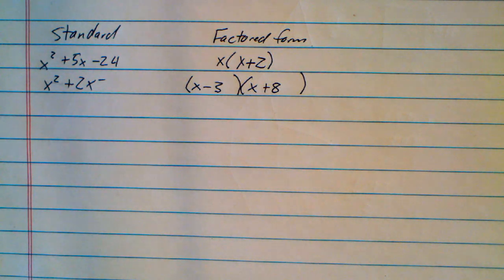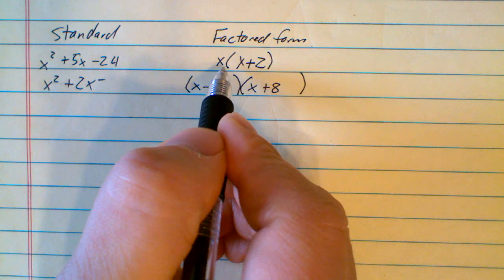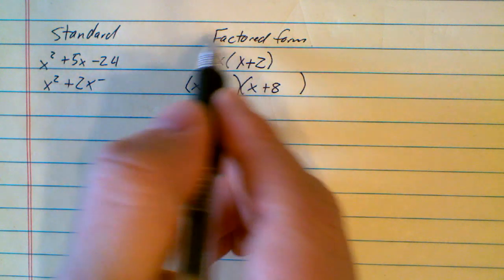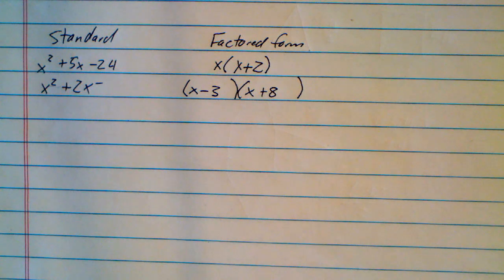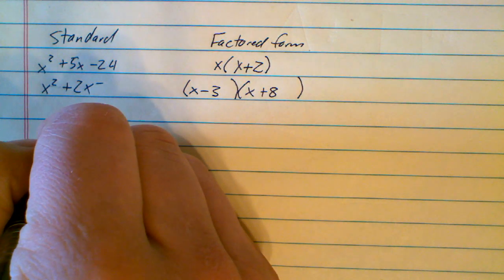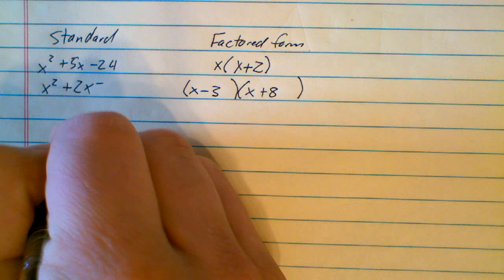In factored form, basically, we're looking at it as the pre-foiled form. So this one, we haven't front multiplied that in yet, and this one we haven't foiled it yet. So we're going to look at something called the zero product property.